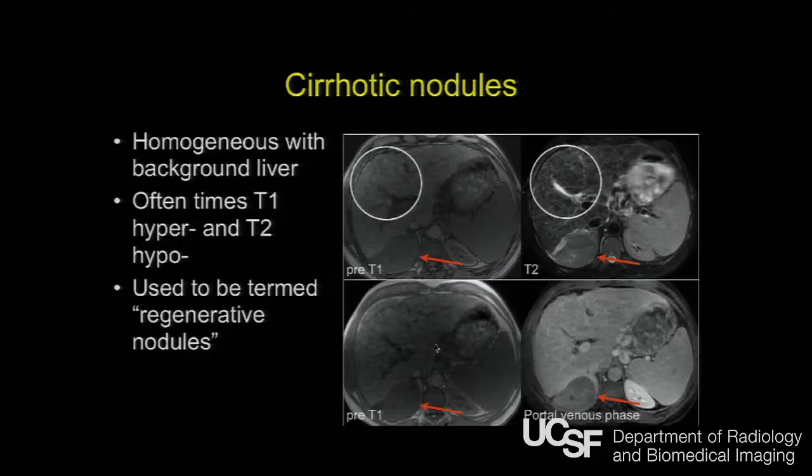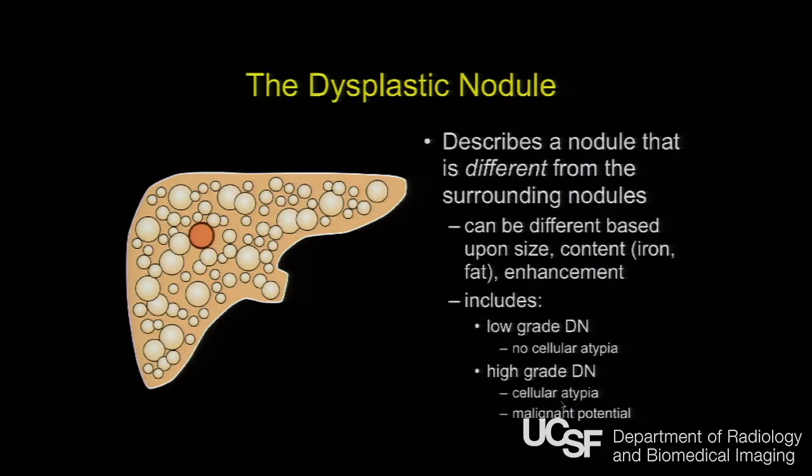So here's a case of cirrhotic nodules. They're typically T2 hypointense and slightly T1 hyperintense, and they're all the same across the liver. As compared to the HCC here, that's posterior to the liver in segment 6-7, you can see it's mild T2 hyperintensity and it has washout appearance. So cirrhotic nodules should all look the same, slightly dark on T2, slightly bright on T1. That's in distinction to the dysplastic nodule.